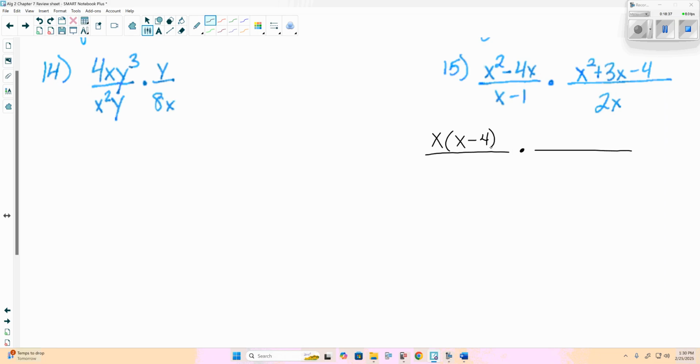On bottom, x minus 1. Is there a greatest common factor besides 1? No. Degree is 1, so it's just going to stay x minus 1. If it had been x squared minus 1, we could have factored it to x plus 1 times x minus 1, but x minus 1 is simplified as it gets. The other term that's as simplified as it gets is one term, nothing we can do to it.